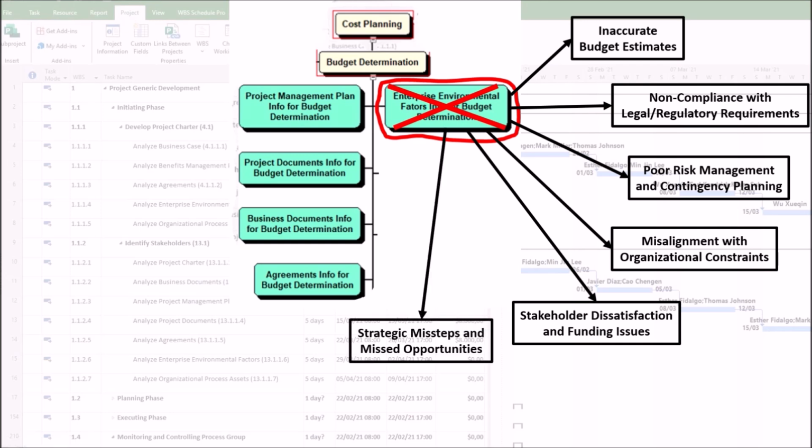6. Strategic missteps and missed opportunities. First, failure to leverage market conditions. Not capitalizing on favorable trends, such as low interest rates and bulk discounts, increases costs unnecessarily. Second, competitive disadvantage. Competitors may secure better pricing or funding due to superior enterprise environmental factors analysis. The impact of these factors can be higher project costs or reduced ROI.